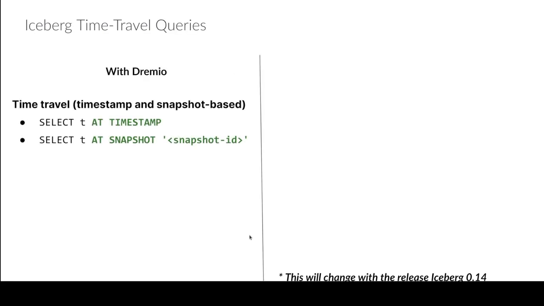Now, if you're using Dremio as your query engine to time travel, the syntax is going to be select, then you would write your select statement, but then you would write AT. So you're saying at this timestamp, and then you would include a timestamp, or AT SNAPSHOT, and then you would put a snapshot ID. So you would have to get that snapshot ID. You can query the metadata to figure out the ID for the snapshot you want to time travel back to.